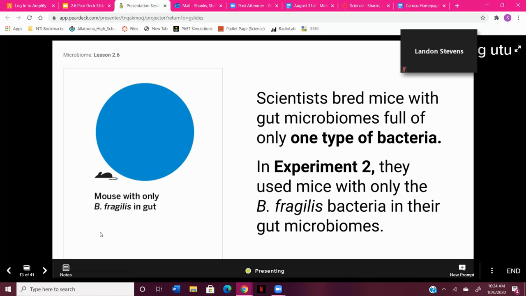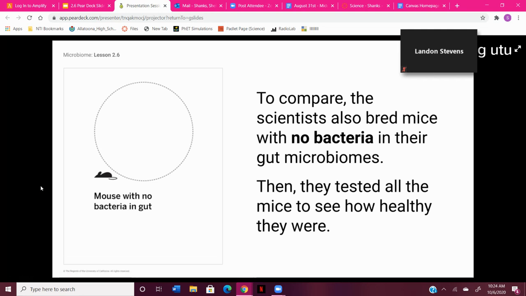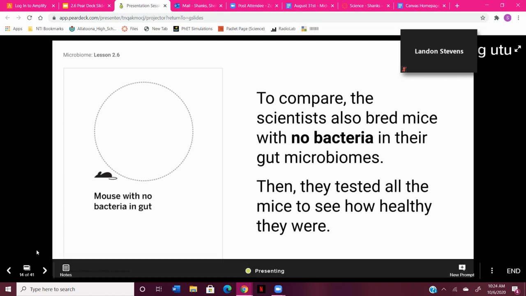So in experiment 2, they use mice with only B. fragilis bacteria in their gut microbiomes. Okay, so this is what I would consider a control, right? This mouse has nothing in their gut, right? No bacteria, no good bacteria, no bad bacteria. Then they tested all of the mice to see how healthy they were.